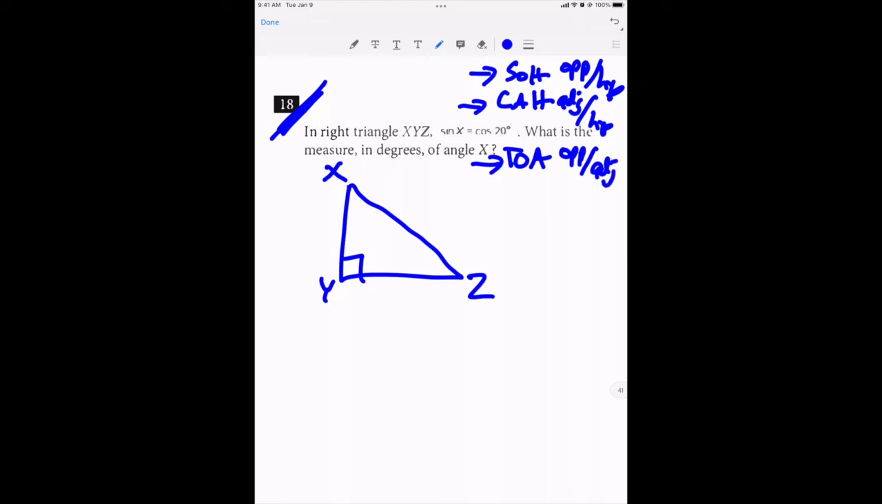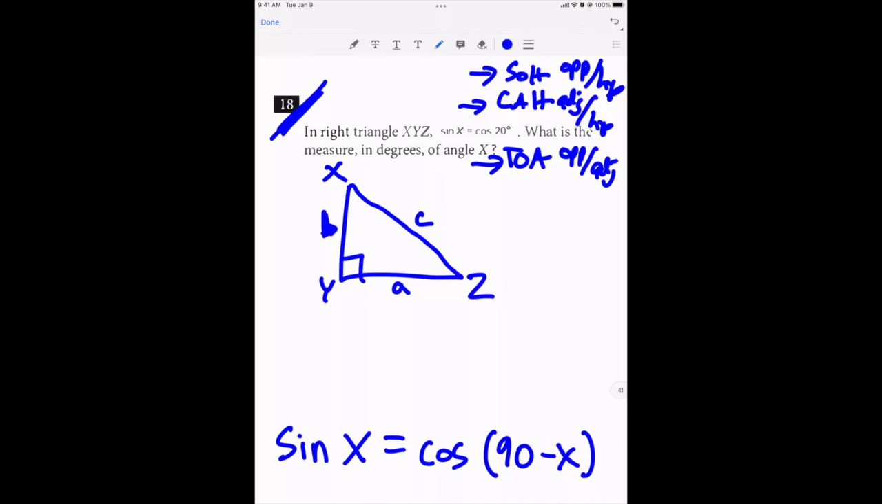For our sake, I am also going to label these sides as A, B, and C, just so we can talk about them. Now, there is a key fact that the SAT folks love to test. And the fact is that the sine of any angle is equal to the cosine of its complementary angle. Complementary means it makes it add up to 90. So I'm going to write it like this: the sine of x is equal to the cosine of 90 minus x. I don't know why they love this fact so much, but they do.